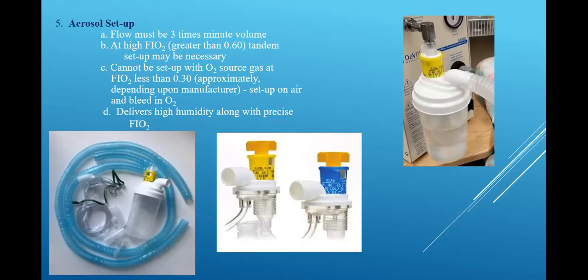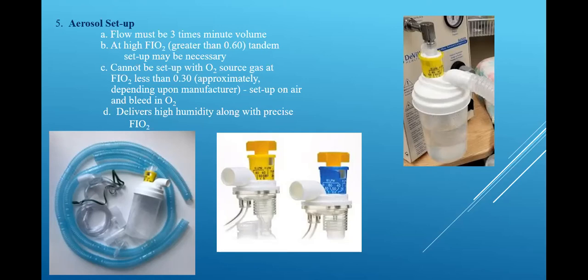Okay, so the aerosol setup must be 3 times the patient's minute ventilation. Of course, we know that. That means we have to meet their demand, right? It says at high FiO2s greater than 60%, sometimes we have to have a tandem. That means 2 of them on 2 different cylinders blowing to the same patient if we need, because remember, the higher the flow, the lower the what?